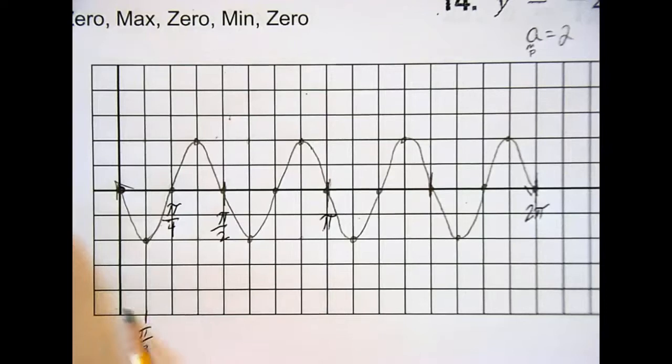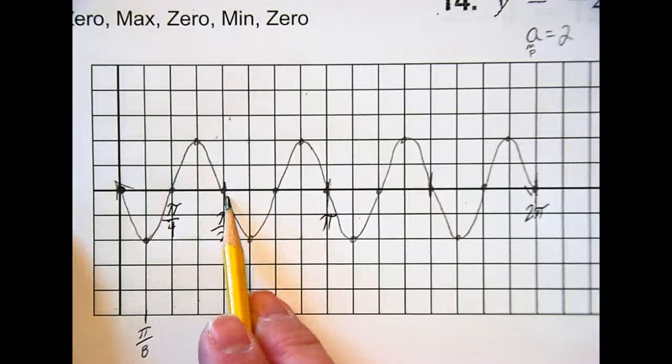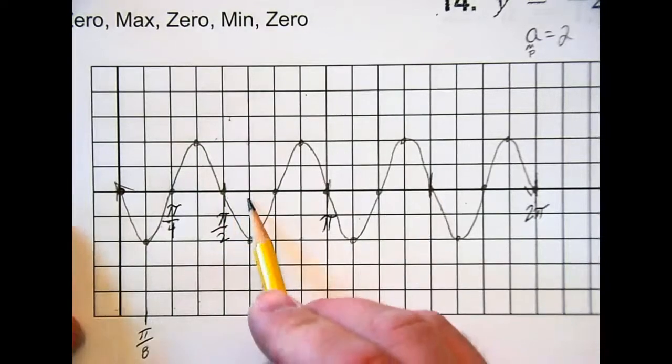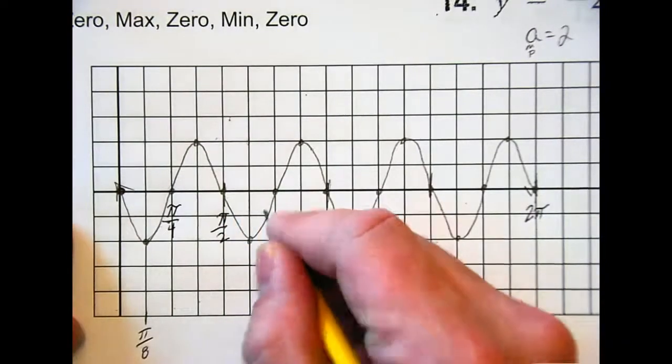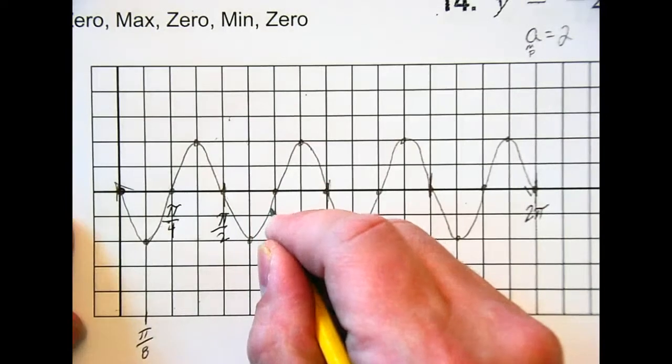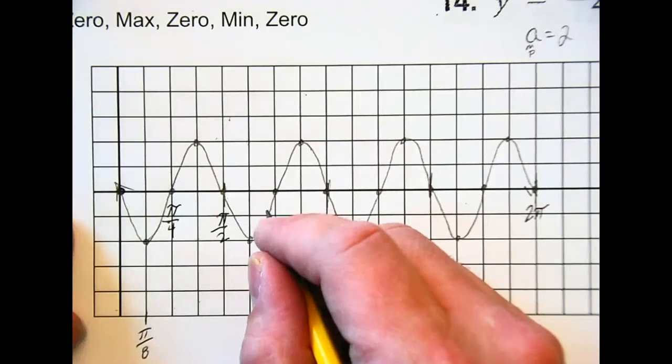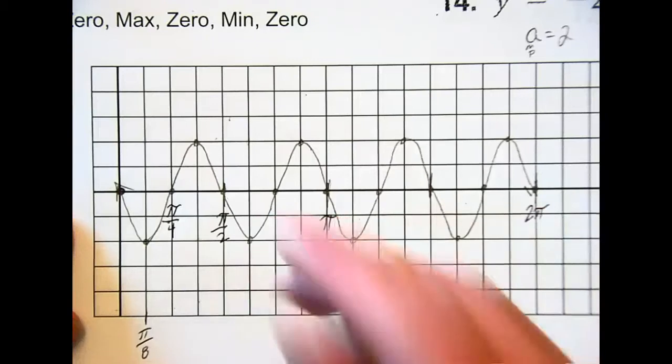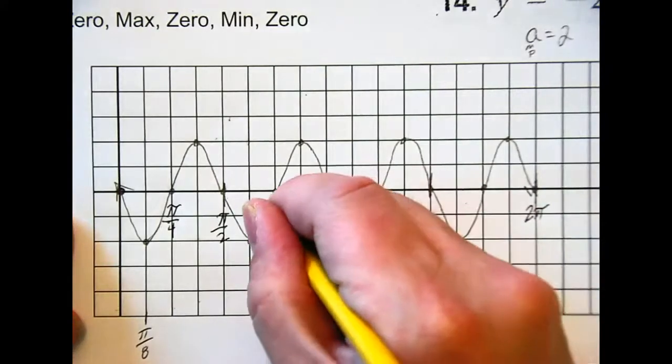It's pi over 8, so 1 pi over 8, 2 pi over 8, or pi over 4, 3 pi over 8, 4 pi over 8, or pi over 2, 5 pi over 8, 6 pi over 8, or 3 pi over 4.